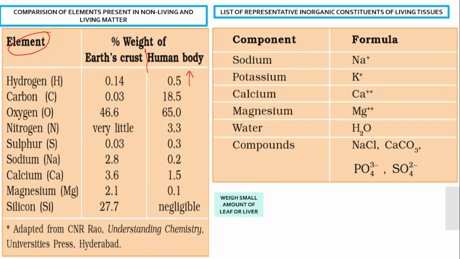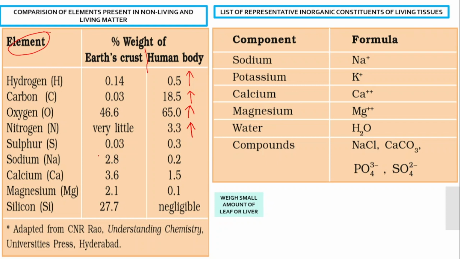Next, carbon. In the earth's crust it is 0.03, whereas in the human body it is 18.5. Oxygen in the earth's crust is 46.6, whereas in the human body it is 65. Nitrogen is very little in the earth's crust, and in the human body it is 3.3% of weight.